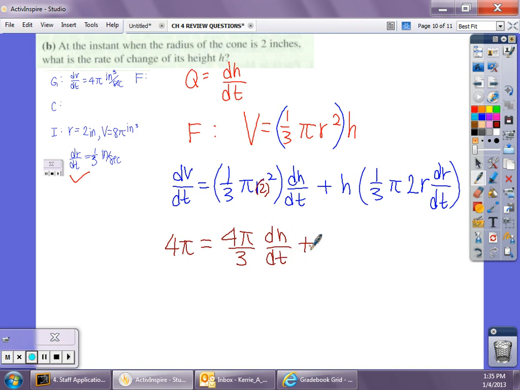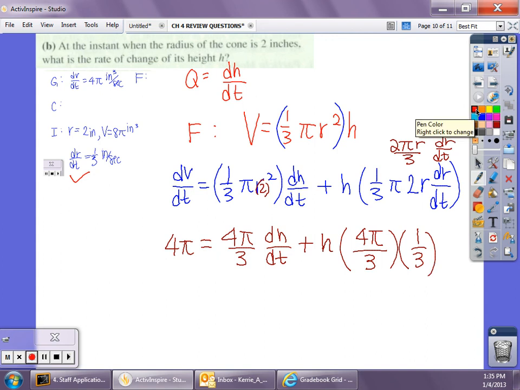Plus, we're stuck for a second because I don't know height, but I do know that this here would simplify to 2 pi r over 3 times dr/dt. The radius was 2, so I actually get 4 pi over 3. dr/dt was 1/3. So my only issue is the fact that I don't know the height. So that means that I must be able to find it, or maybe I made a mistake somewhere. So I'm going to go back and look and see. Well, if you remember, we were dealing with a cone. And when you have a cone, remember, we have similar triangles.